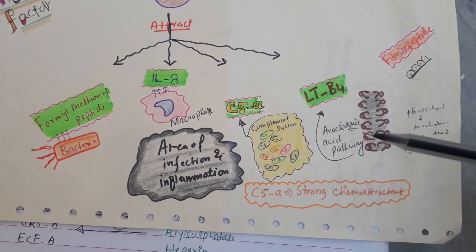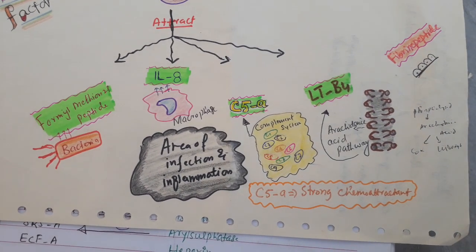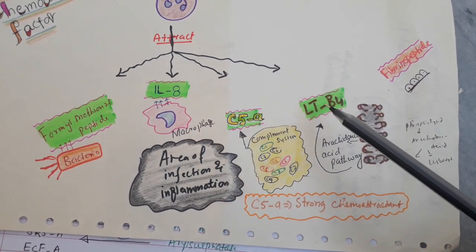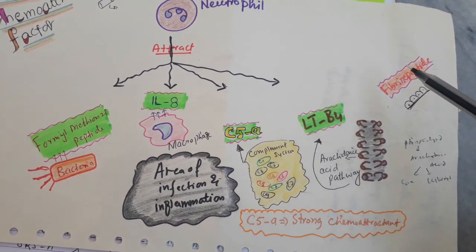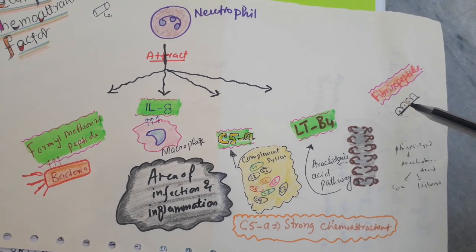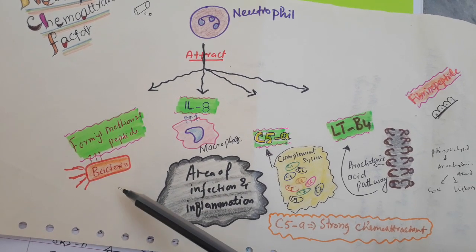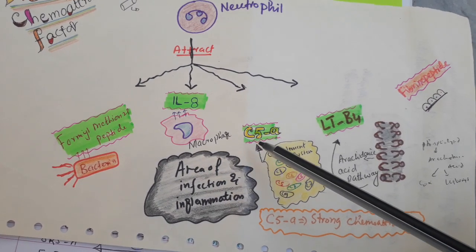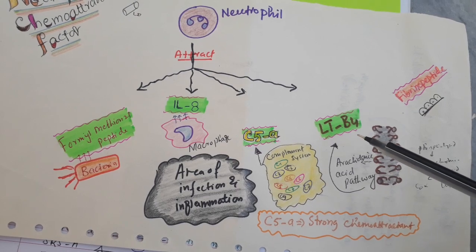How will you remember? C5a is a strong chemoattractant. Remember it like 4, 4, 5, 8, and F4 starts with F. So formyl methionyl peptide, and fibrinopeptide, which is not important but can be secreted by endothelial injury. These four are important: formyl methionyl peptide, secreted by bacteria or microorganisms; interleukin 8, primarily secreted by macrophages; C5a from the complement system; and leukotriene B4 from the arachidonic acid pathway.